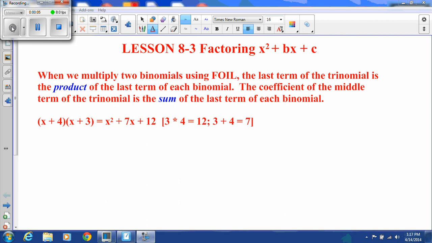Good afternoon. Today we will be factoring trinomials of the form x squared plus bx plus c. Here are some things to remember before we begin.